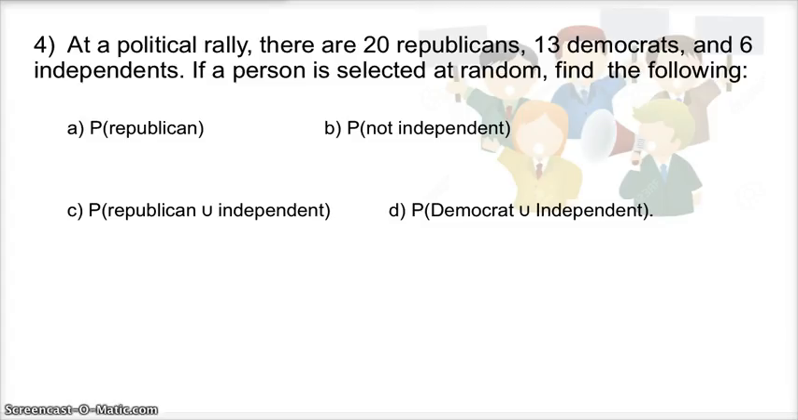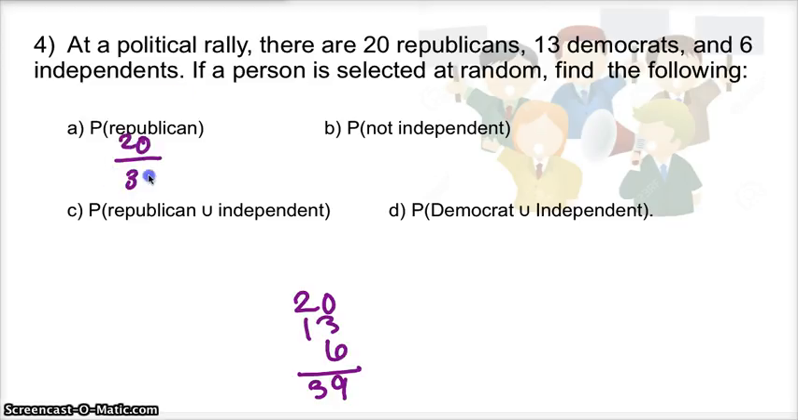Couple more. It says at a political rally, there are 20 Republicans, 13 Democrats, and 6 independents. If a person is selected at random, find the following. 20 Republicans, 13 Democrats, and 6 independents. Looks like it is 39. So the probability of selecting a Republican, well, there are 20 Republicans out of 39. If you want to, you're more than welcome to grab your calculator and find what that kind of percent is. It would equal 0.51, so about a 50% chance of selecting a Republican, a little bit higher.